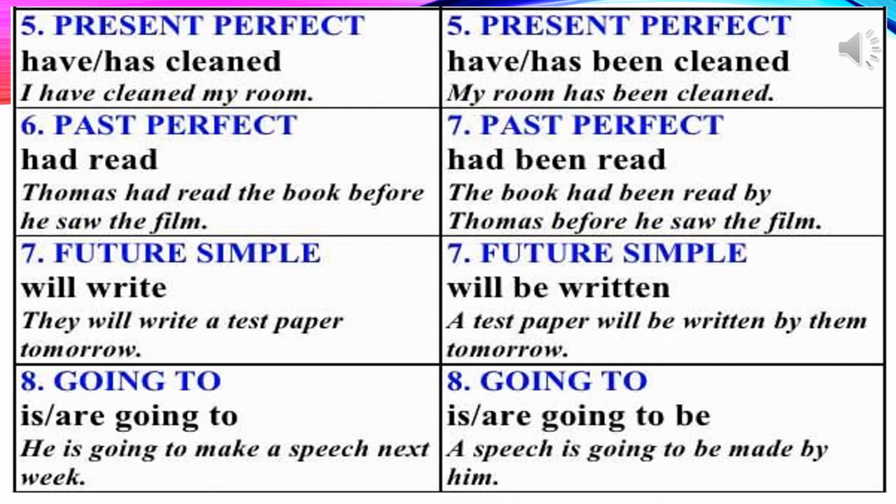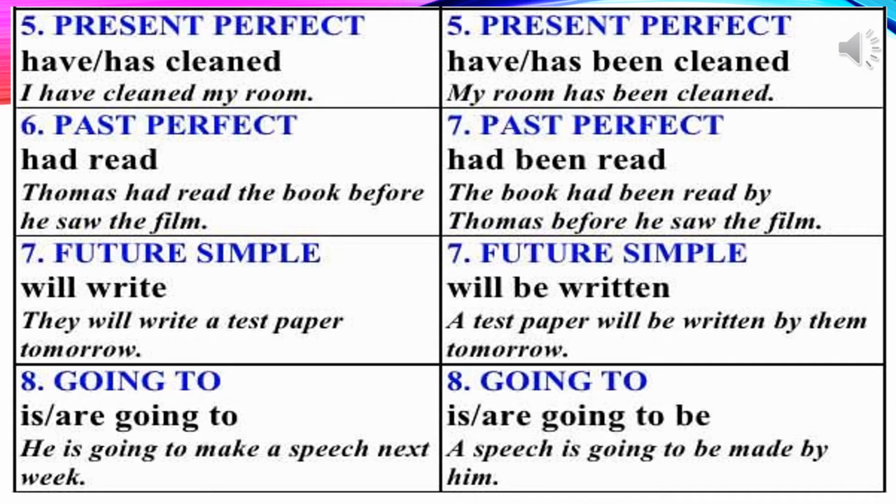So you know the format of a past perfect tense? Subject plus had plus V3 plus object. How is it changing in passive voice? See the example. The book had been read by Thomas before he saw the film. So to change a sentence from past perfect tense to passive voice, we have to use subject plus had plus been plus V3 plus by plus object.